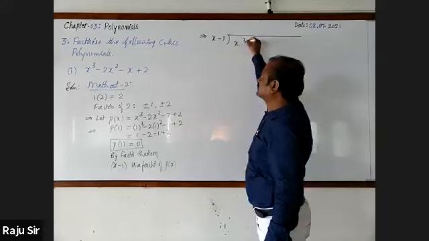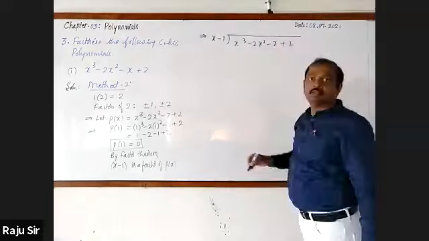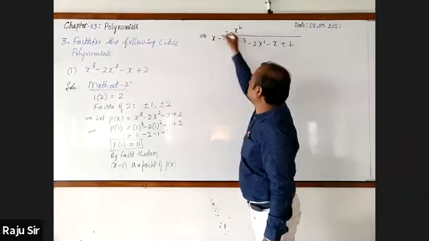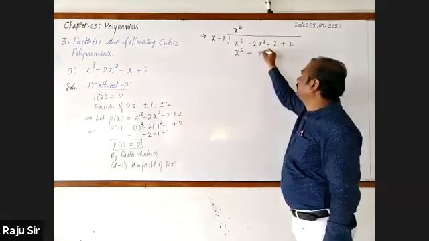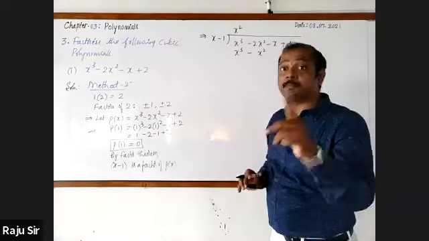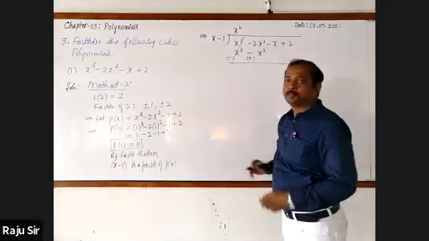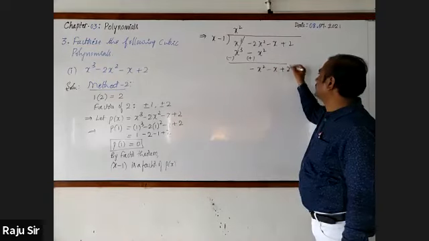X minus 1, from this, I'm going to divide x cube minus 2x square minus x plus 2. Observe, here x square into x is x cube, x square into minus 1 is minus x square. We are very familiar with dividing a polynomial by a polynomial. Moving a bit fast. Here I'll change the sign: minus and this is plus. Both get cancelled. We get minus x square. Carry down the remaining: minus x plus 2.